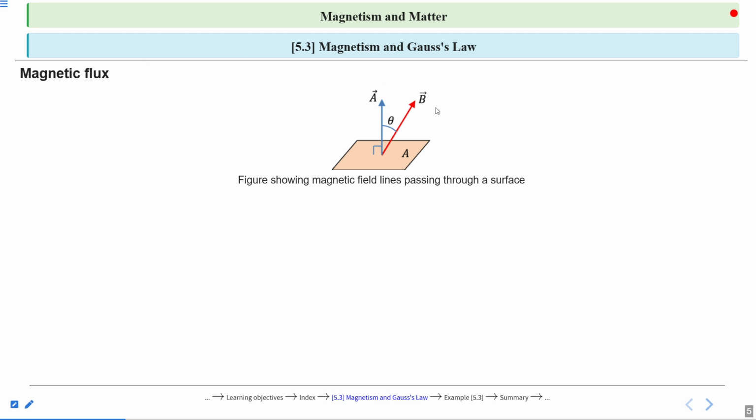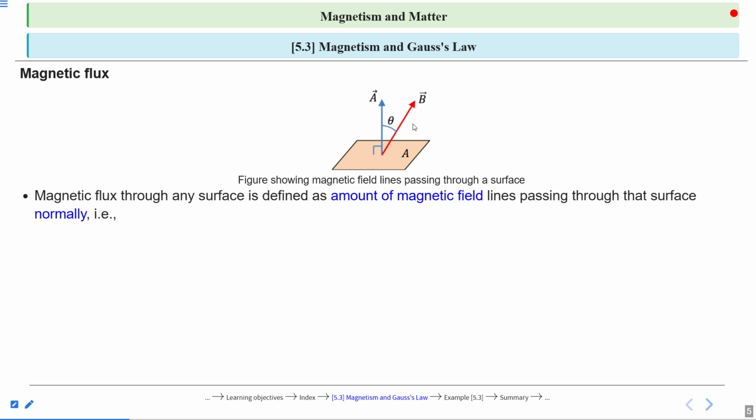Okay, so in electric flux we discuss the number of electric field lines passing through a given surface normally. Now we are taking magnetic field lines, and theta is the angle between the direction of magnetic field and area vector. Okay, this theta is not between the magnetic field and the plane of the surface. It is the angle between the area vector, that is perpendicular to the plane of the surface, and the magnetic field.